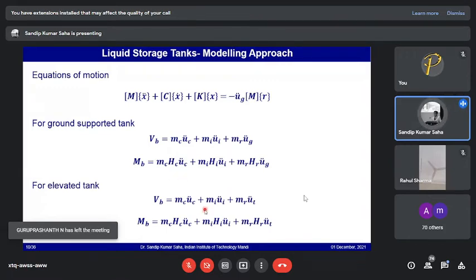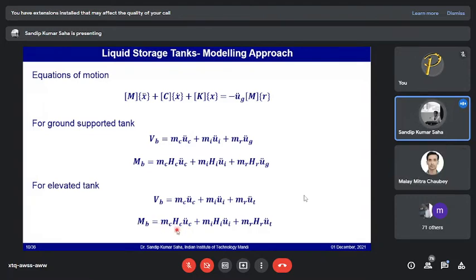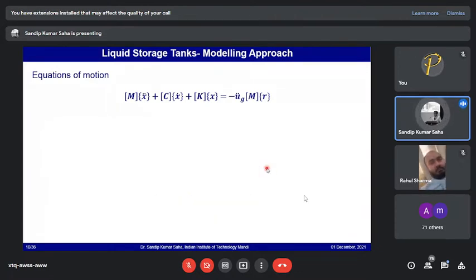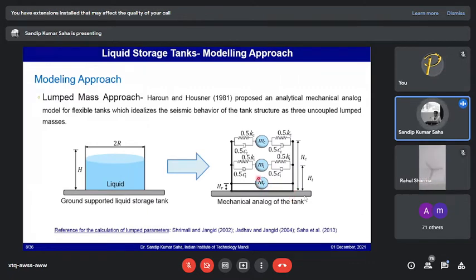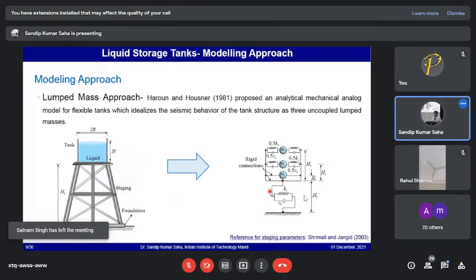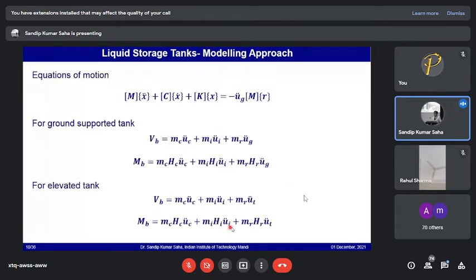Similarly, for the elevated tank, all these distances will be calculated considering the tank base level. The equations will be similar here. The only thing is this UG double dot, because in this case the MR, the rigid mass of the liquid, is acting in tandem with the ground, so UG double dot was used. However, in this case, the rigid mass of the liquid is subjected to the accelerations applied here. This is the tower top, the staging or tower top. There is a node, so this moment and shear can be calculated.